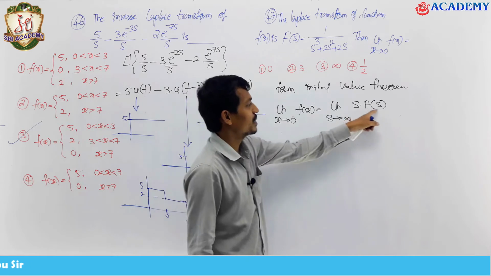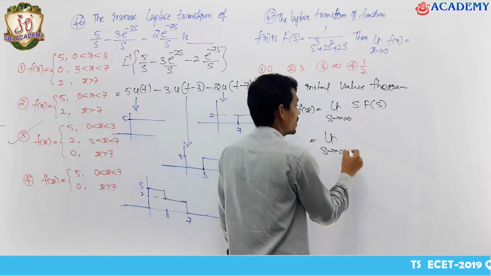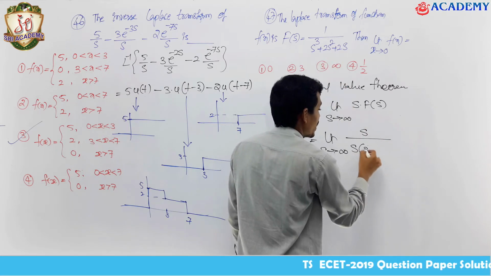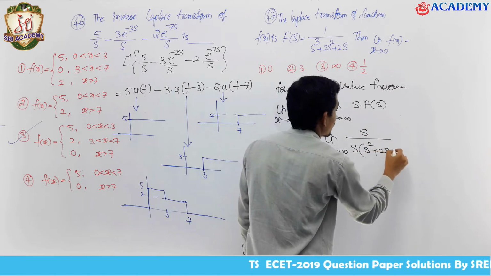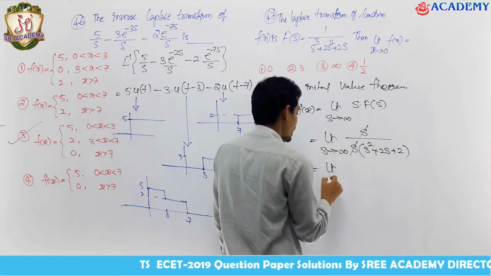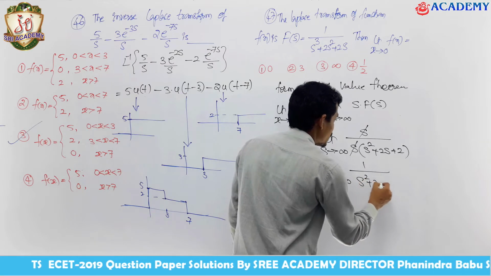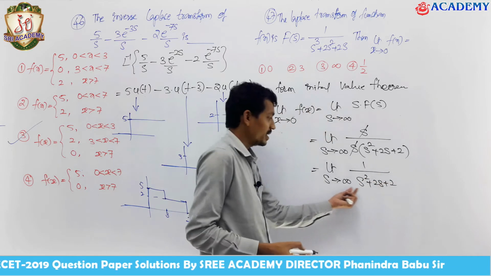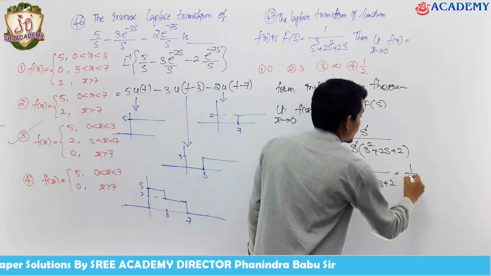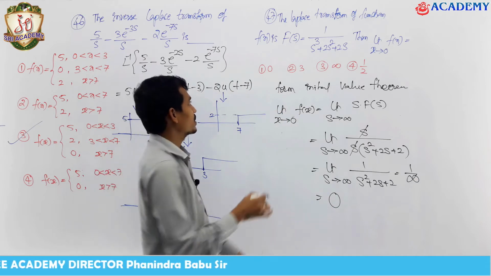If you write in place of F of s, the limit as s tends to infinity of s divided by, taking s common, s square plus 2s plus 2. The s cancels. The limit as s tends to infinity of 1 by s square plus 2s plus 2. If you put s equal to infinity, 1 by infinity is nothing but 0. Simply, the value is going to be 0.